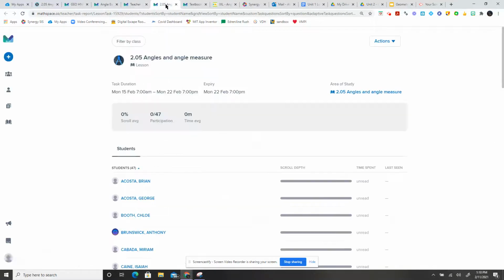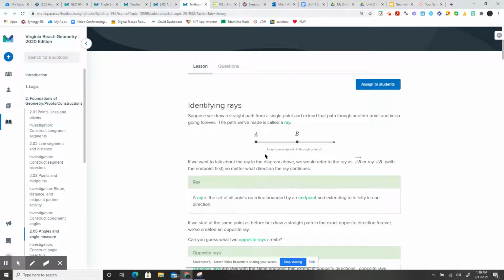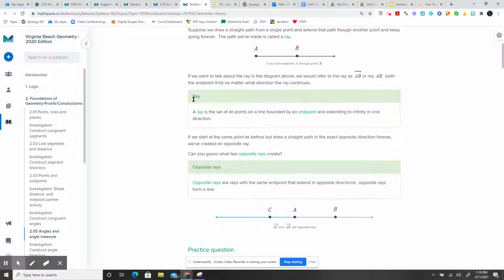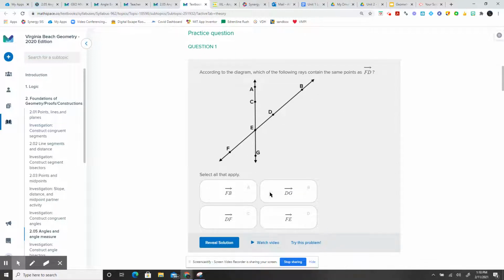That's what I want. The textbook, finally. So we know what rays are. We've got the rays, and we've got opposite rays. One ray goes in the purple direction, the other goes in the blue direction. Those are opposite rays. You can do the practice here. Remember, we start at an endpoint and go towards the arrow. So FB is going to be the same as EB is going to be the same as ED, right?